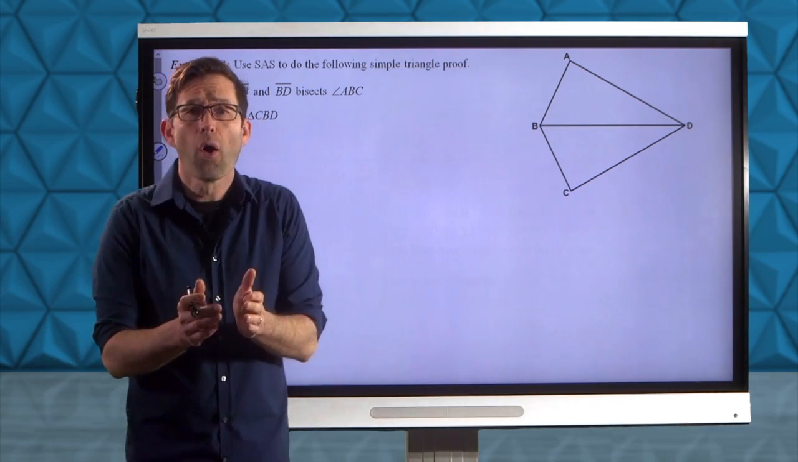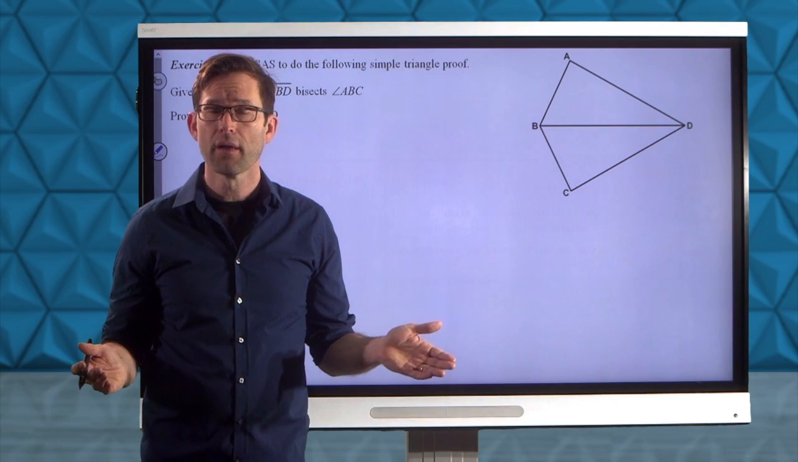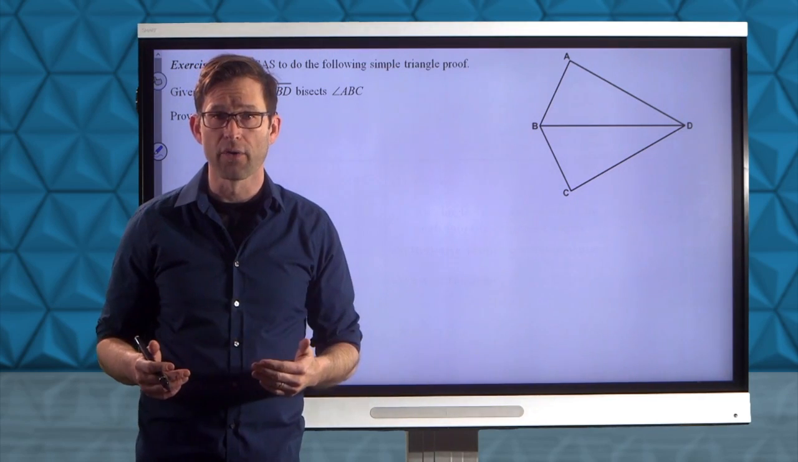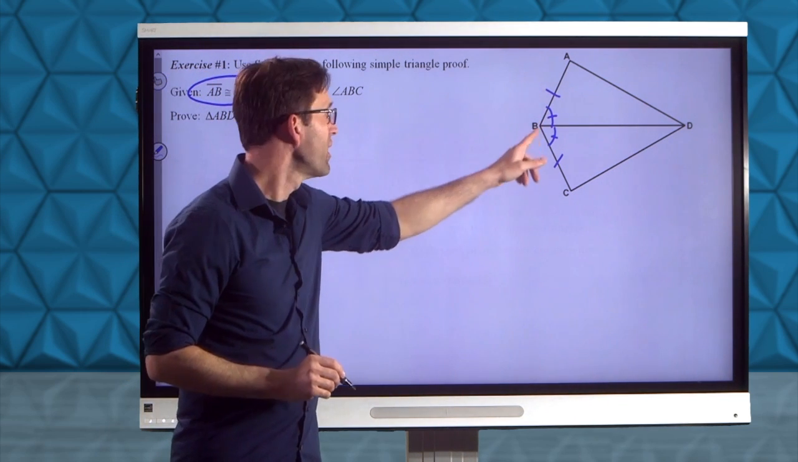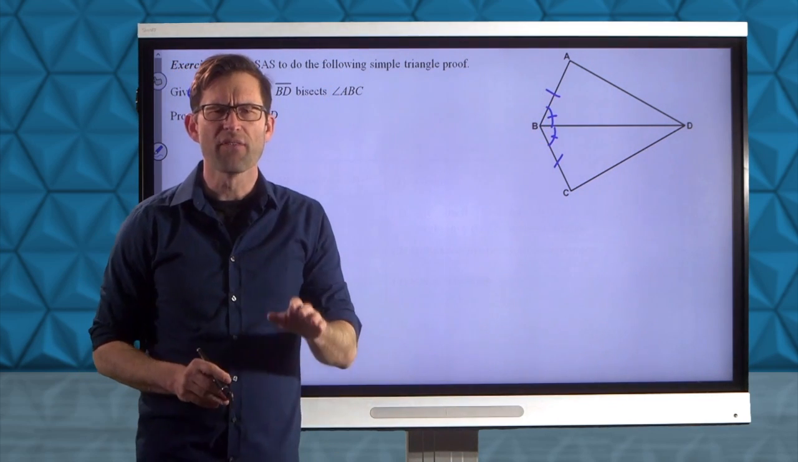In fact, we're going to almost diagram the proof right up front by doing what I call marking up the diagram. Let's take a look. We're told that AB is congruent to CB, so I'm going to mark that. I'm going to put a dash through AB and a dash through BC. We're also told that BD bisects angle ABC. What does that really mean? It means that this angle must be congruent to that angle. Put a little dash mark through them like that so I can tell the difference between them. So I know this side's congruent to this side and that angle's congruent to that angle. That would be kind of SA.